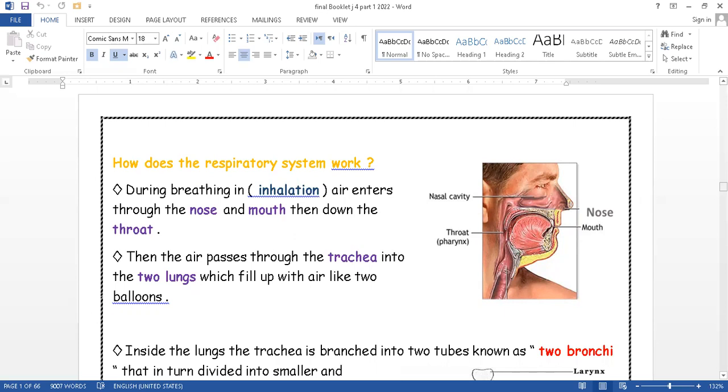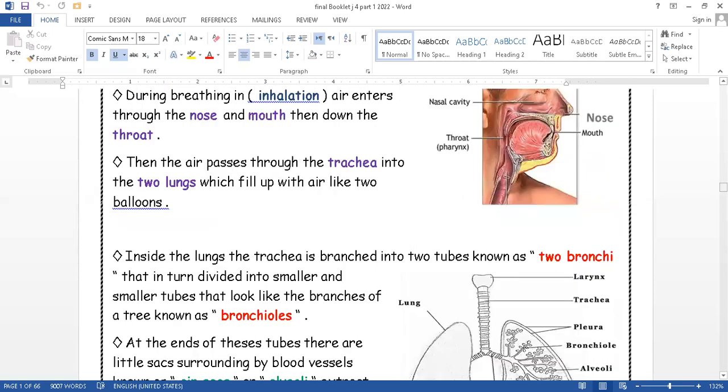Number two, after the air goes through our nose, it reaches our two lungs through a passage which is called the trachea. So we can say that the trachea here is like the esophagus in the digestive system. Esophagus was the opening for the digestive system. Through the esophagus, the food goes to the stomach. But here through the trachea, air reaches our two lungs.